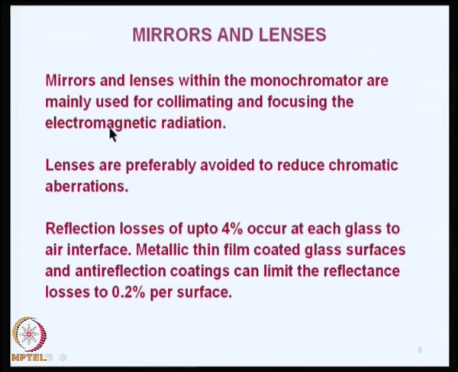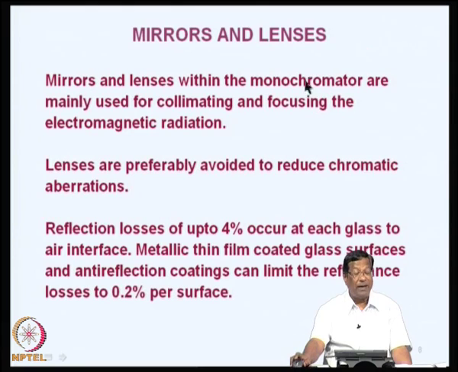Other aspects of the collimator: mirrors and lenses within the monochromator are mainly used for collimating and focusing the electromagnetic radiation. Usually we avoid lenses because they cause chromatic aberrations, and reflection losses also occur up to 4% at each glass to air interface. This is bad because the intensity would be so much reduced and the peak would not be so good.